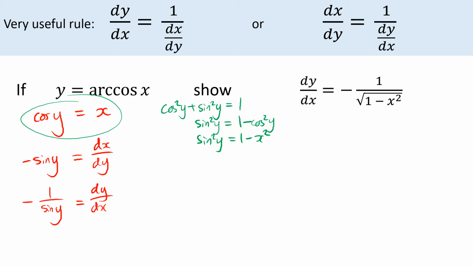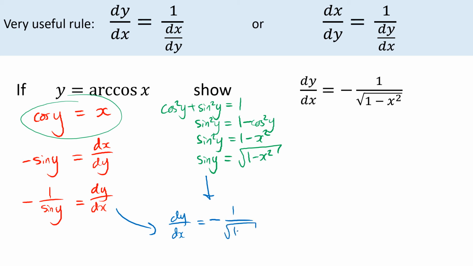We want sin y, and I think I didn't write this on the last slide, so I will do this time. So we are square rooting both sides, which is why we're sticking a square root on. Put these both together, and this will give us that dy/dx is equal to minus 1 over the square root of 1 minus x squared. Okay, one more to go.